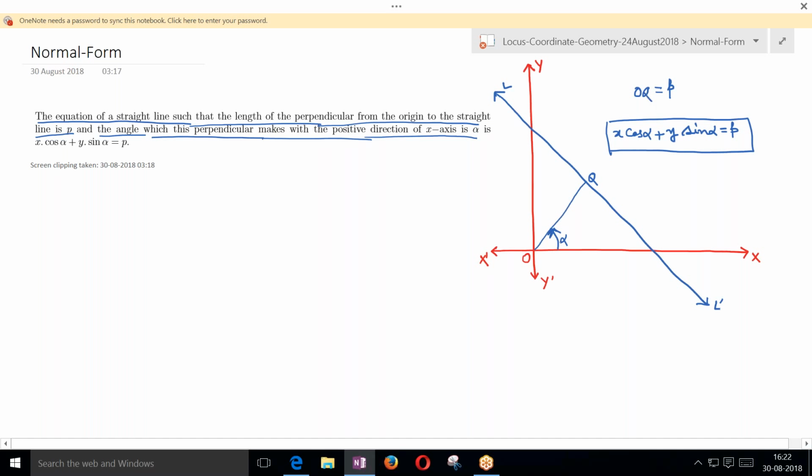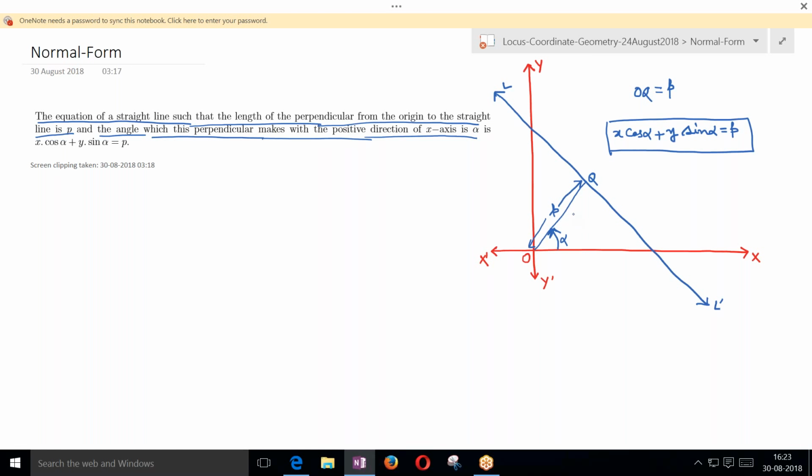Why is it a normal form? It is a normal form because OQ is nothing but the normal to the straight line L dash, and the length of this normal is P. And alpha is the angle made by this normal OQ with the positive direction of the x-axis, and we get the equation of the straight line as x cos alpha plus y sin alpha equal to P.